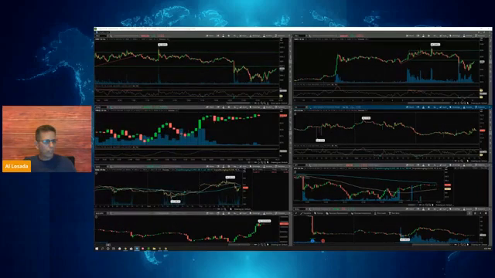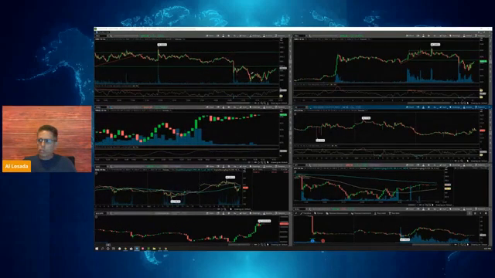Okay, so these are the charts that I use. Actually, I trade futures, so I have my 1 minute and 5 minute on the MES and MNQ. Those are the two futures instruments that I use. And then what I did was I replaced this chart here, which is the VIX.